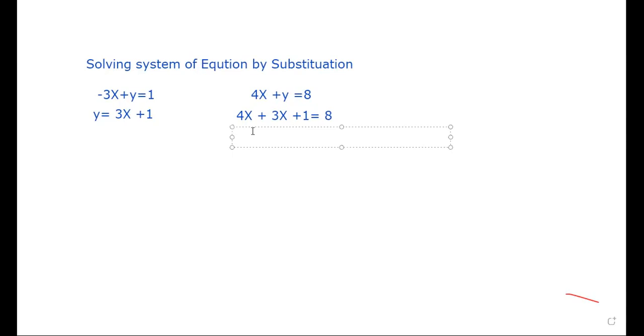What is the next step, grade 7, grade 8? Yes, we will simplify. Then 4x plus 3x will be how many? It will be 7x plus 1 equal 8. What is the next step? We move the 1 to the 8, 8 minus 1, very good. Then we have 7x equal 7. What is the next step? Over 7. We will divide both sides by 7, then x equal 1.